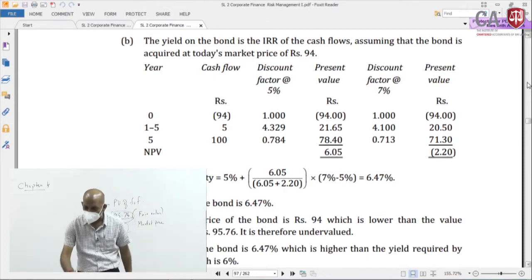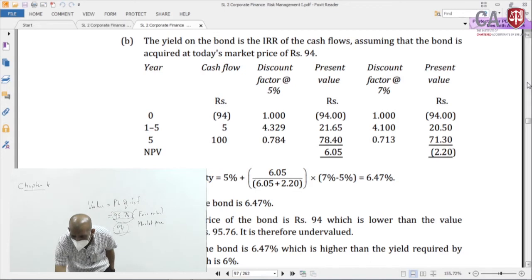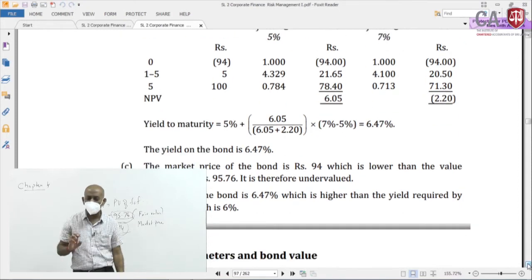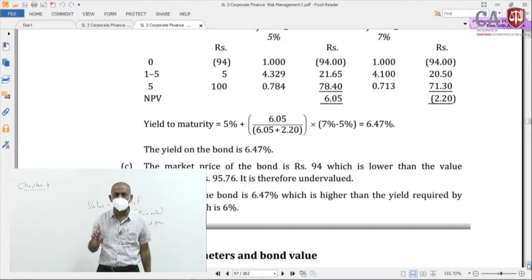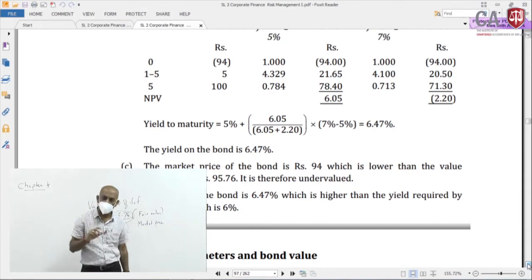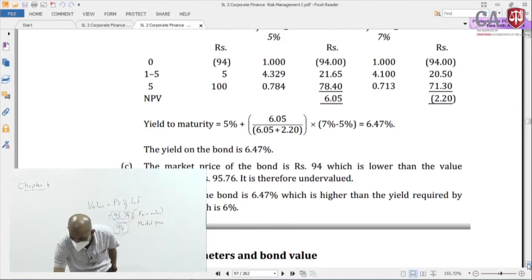So please understand, this is an undervalued stock, because 95 is the worth, but it is trading at only 94. The yield of the bond we calculated as 6.47%, but the yield required by the investor is 6%. So the actual yield of the bond is more than the requirement of the investor. So that's part C of the question.